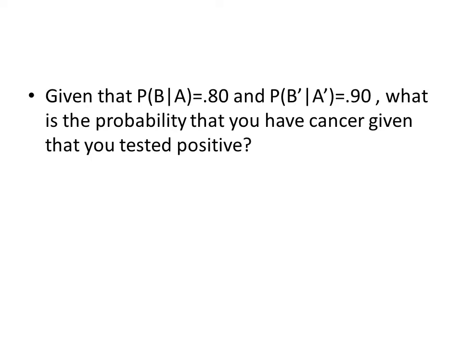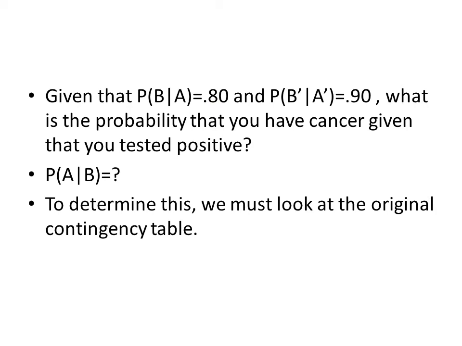Given that the probability of B given A is 0.8 and the probability of B prime given A prime is 0.9, what is the probability that you have cancer given you tested positive? Now, how would we write that mathematically? It would look like this: the probability of A given B, A being the event you have cancer, B that you tested positive. I haven't given you this number yet. Can we deduce it from these two numbers up here? Well, the answer is no. To determine this, we need to look at the original contingency table. Let's do that now.